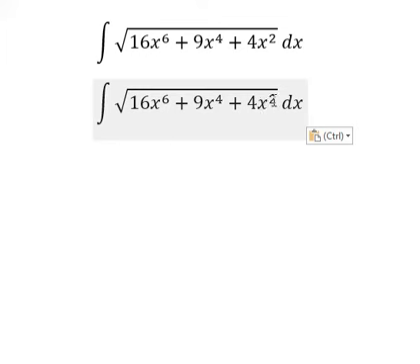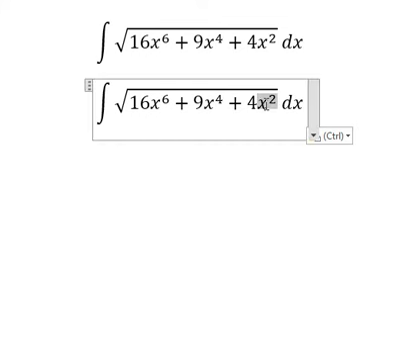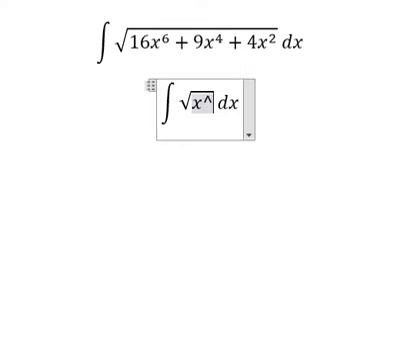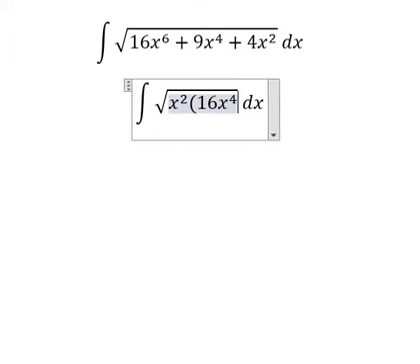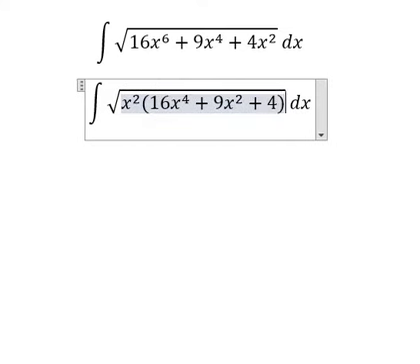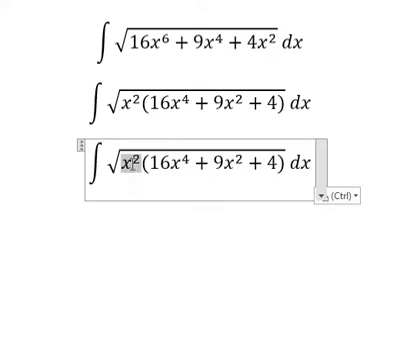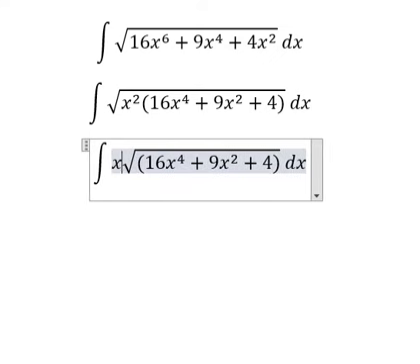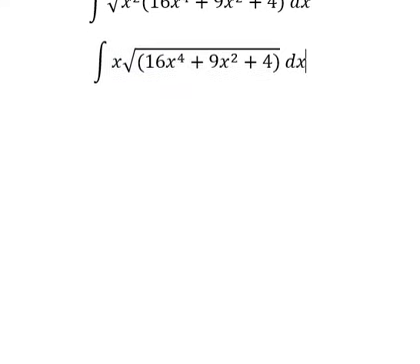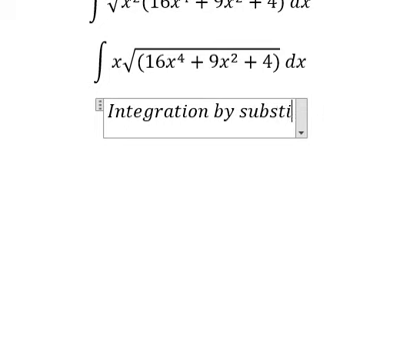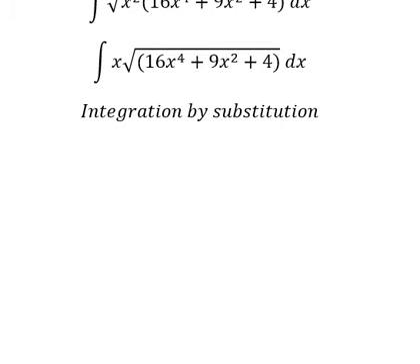We need to do factorization by s squared. The square root of s where we have s. Next, we need to use integration by substitution. So I will put u equals s squared.